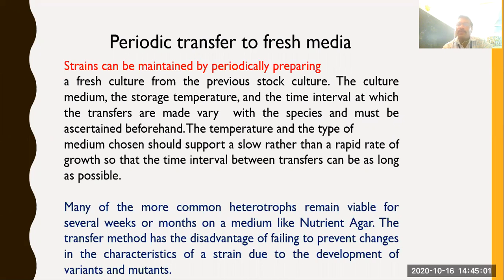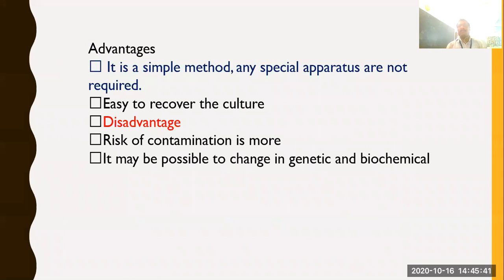as well as the disadvantage of failing to prevent certain changes in the characteristics of any kind of strain, because the species is firstly the genus followed by the species, and the species followed by the strain, due to the development of variants as well as mutants, which is very essential. You have to know each and every microorganism, their knowledge of the cultivation, either their species or their strains.